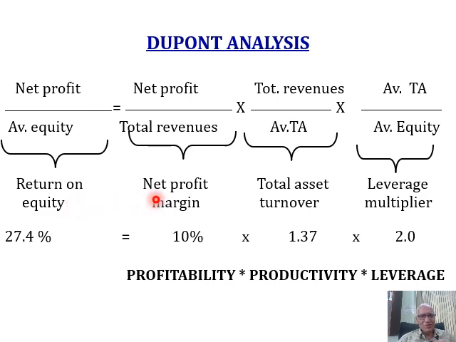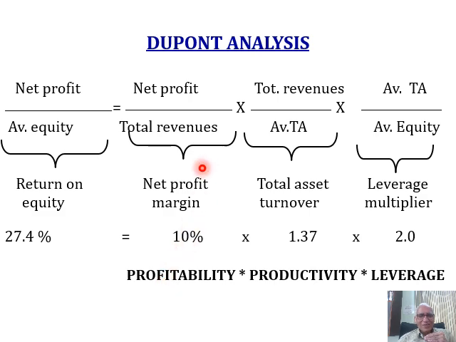Net profit margin is defined as net profit divided by total revenues. It is 10% for Horizon Limited. Total asset turnover is total revenues divided by average total assets. It is 1.37, and leverage multiplier is average total assets divided by average equity. It is 2.